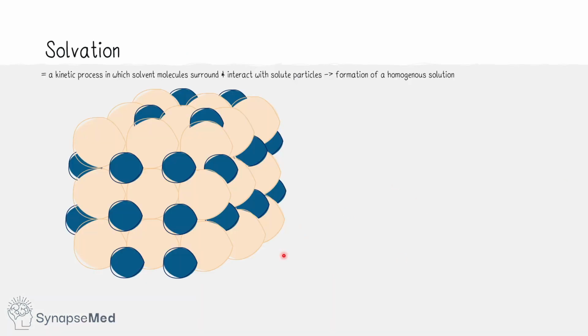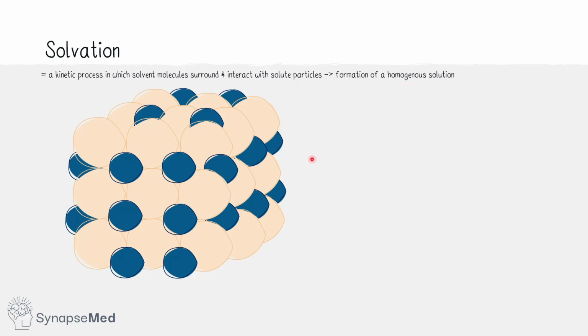So what does the process of forming a solution actually look like? There's also a synonym for this, and this is called solvation. So solvation is not a chemical reaction nor a chemical process, but a physical process. What is going on there is that we have the molecules of the solvent, so the compound that is more abundant, surrounding our solute particles and therefore forming a homogeneous mixture, a solution.